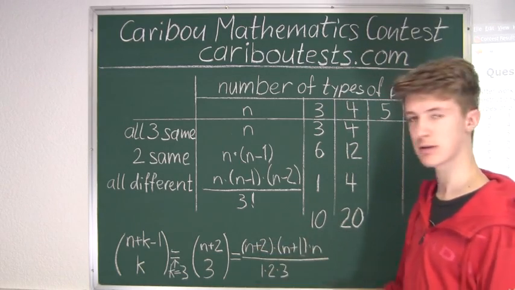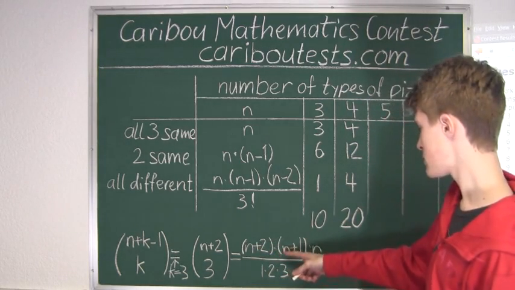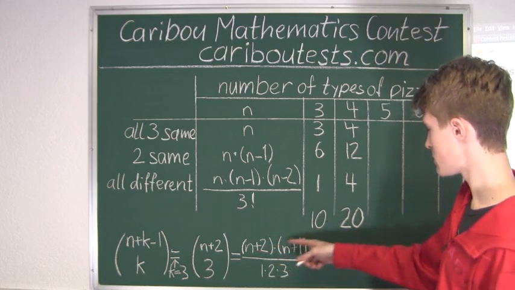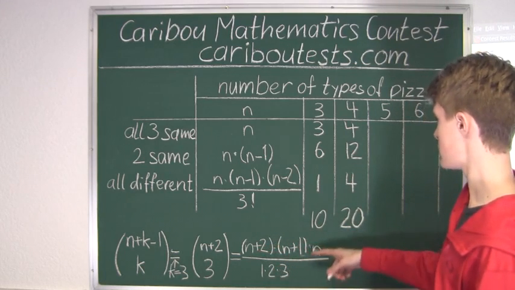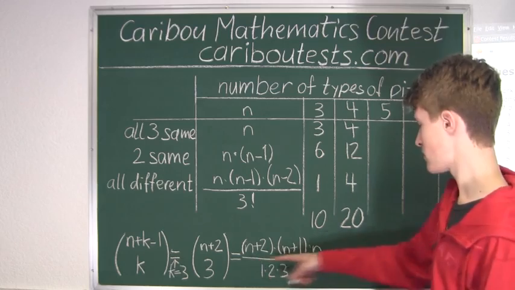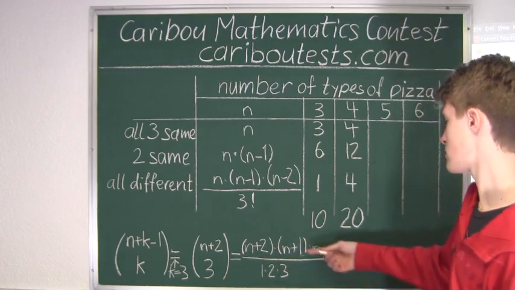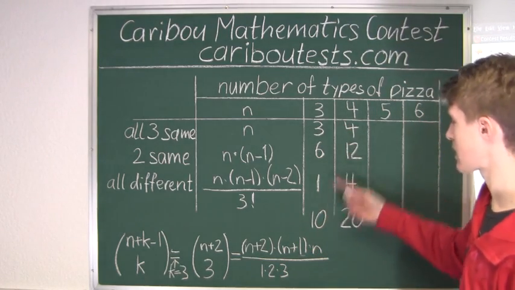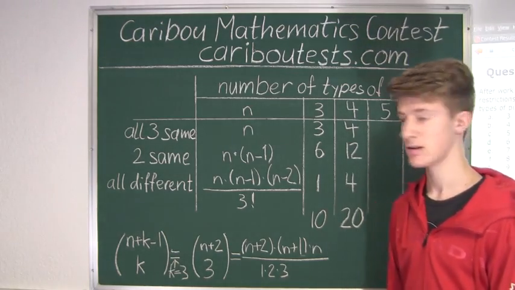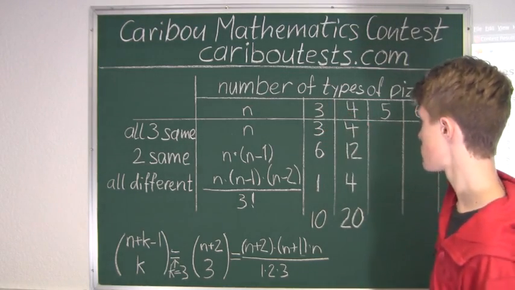So now just to prove that this actually works, we will substitute in 3 for n. We would have 3 plus 2 is 5 times 3 plus 1 is 4. So 5 times 4 is 20 times 3 is 60, and then divided by 2 times 3 is 6. So that would equal 10, which we have exactly here. Alright, so therefore we know the answer is 3.